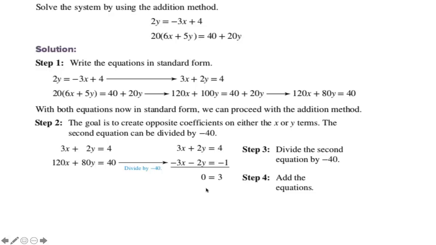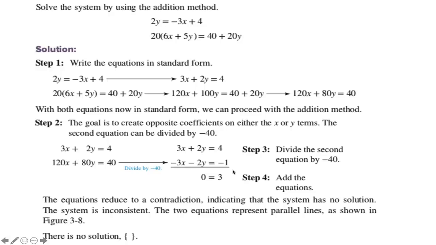We can add them. Notice when I add them, I get an equation that's not true. So this is an inconsistent equation. What that means is that this set of two equations will not give us any solution. So the solution set is the empty set. And so this system is inconsistent. These two equations are parallel lines, and they will never meet. So we have no solution.